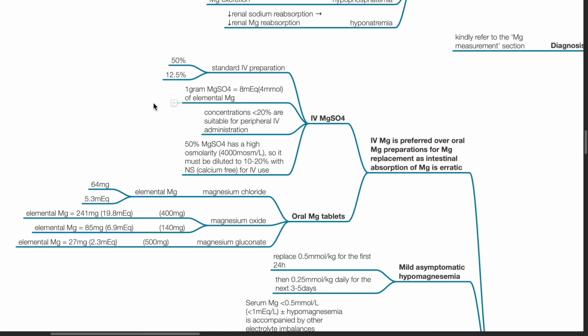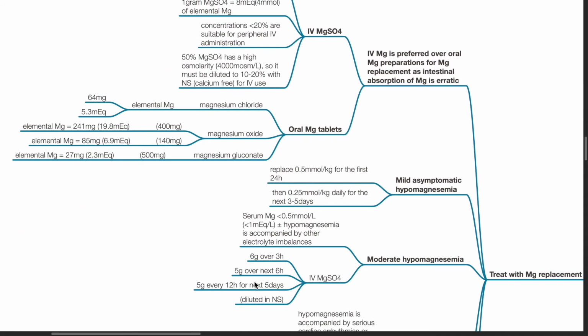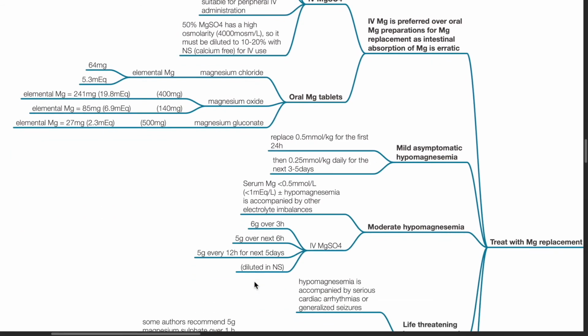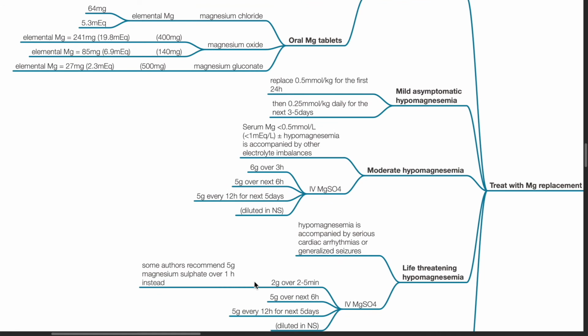For mild asymptomatic hypomagnesemia, replace with 0.5 millimoles per kg for the first 24 hours, followed by 0.25 millimoles per kg daily for the next 3 to 5 days. For moderate hypomagnesemia, which is serum magnesium of less than 0.5 millimoles per liter, with or without other electrolyte imbalances, the dose is IV magnesium sulfate 6 grams over 3 hours, followed by 5 grams over the next 6 hours, and 5 grams every 12 hours for the next 5 days.